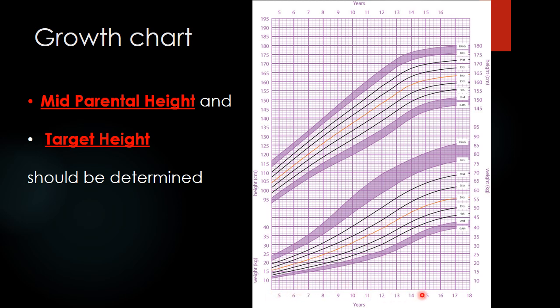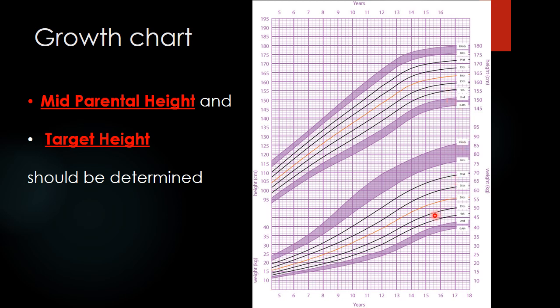We have age over here at the x-axis and weight in the bottom graphs in kilograms, and here height in centimeters. So we plot the weight and the height according to the chronological age of the child. And here on the centile charts, you can see that the middle line, the red line over here, is the 50th centile or the median of the population. And then as you go up, you get the 75th, the 90th, 98th and 99th centile. And as you go down, the 25th, the 10th and the 2nd centile.